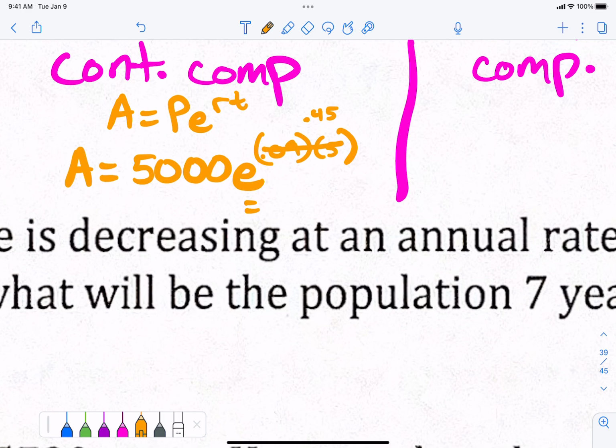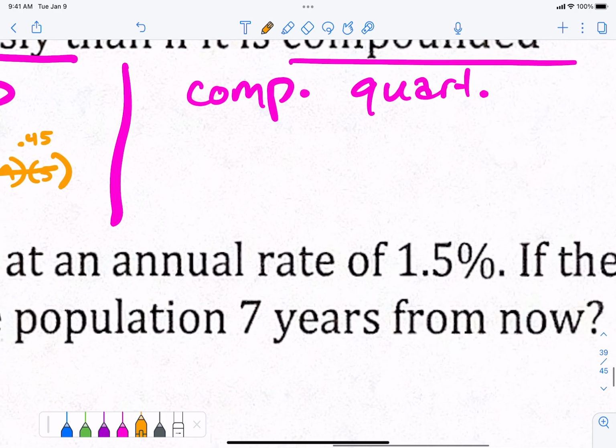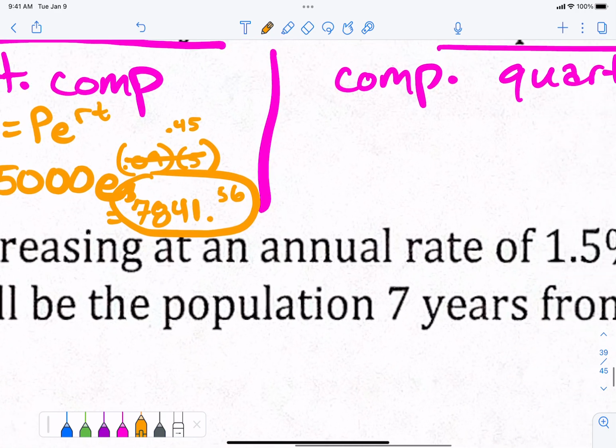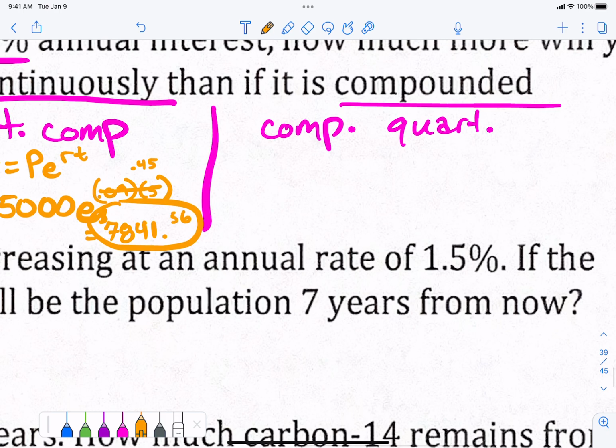You're going to make more money the more you compound. And if you're compounding continuously, that's going to give you more money than compounding quarterly. All right, what's this give you? 78.41 and 56 cents, if you type that all in. Okay, so compounding quarterly should give you a little less than that.